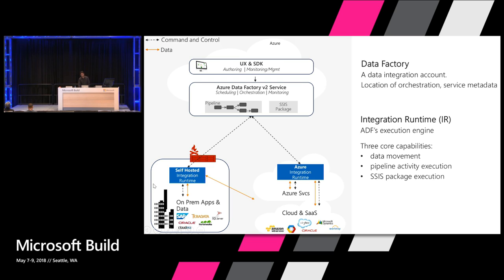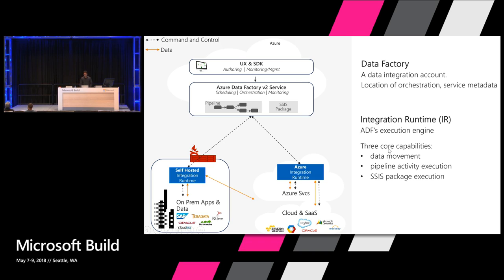And with this self-hosted integration runtime, it is all outbound. So there's no inbound connection that we are making over here. And so this can be installed in different topologies. It can be behind your firewall. It can be on an IaaS VM in Azure. Like I said, the only requirement is that the machine needs to have direct line of sight to your on-prem environment and Azure.